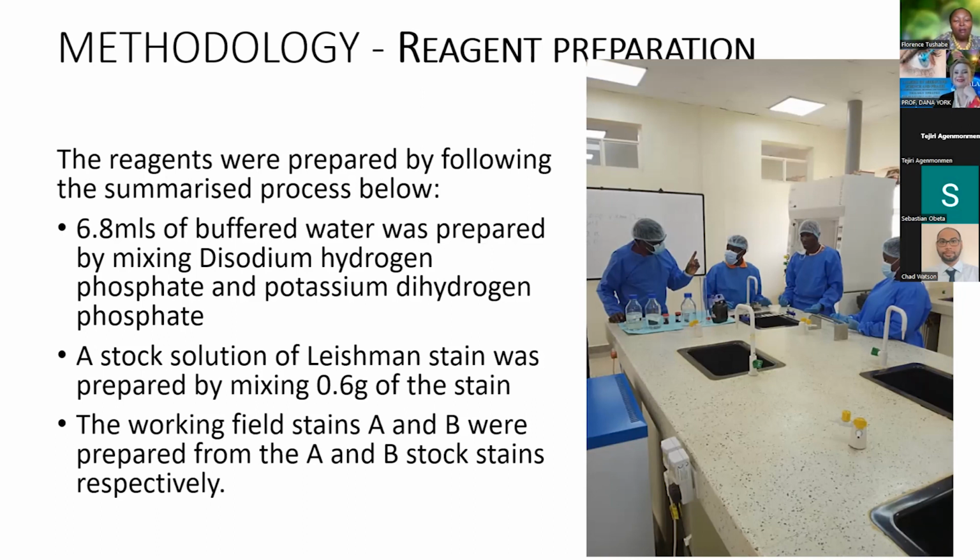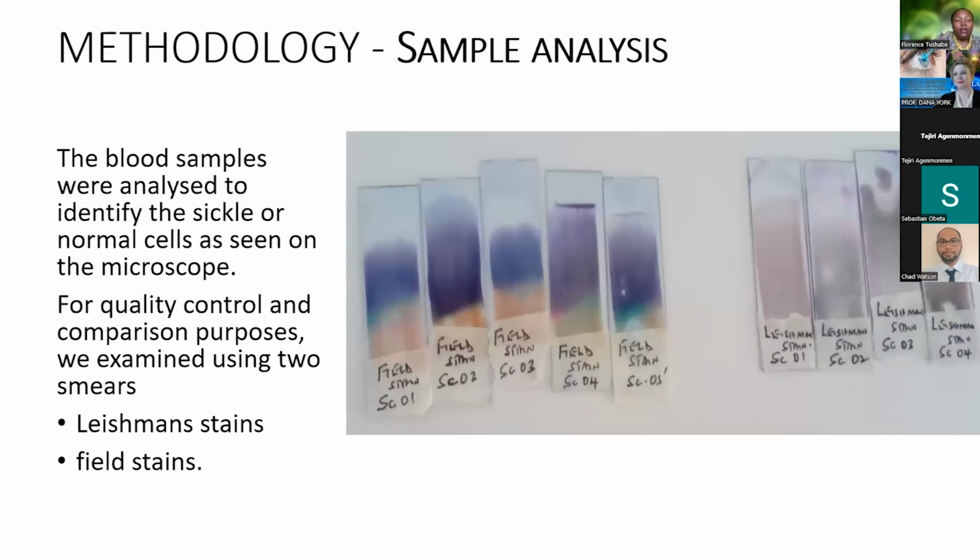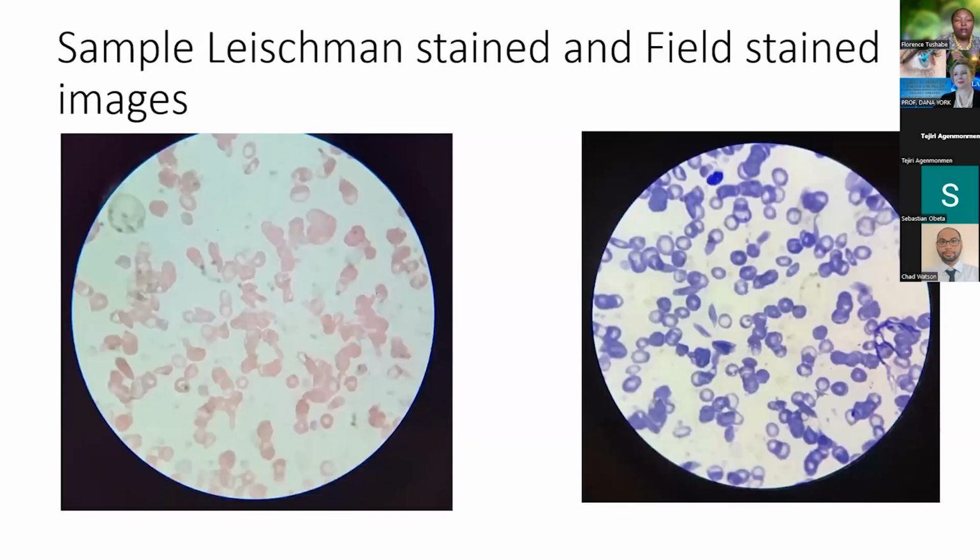Anyway, so the people in the lab, they prepared 2 stains. That is the Leishman stain, which was prepared by mixing 0.6 grams of the stain, and the field stain. Then the samples were analyzed in the lab, in our labs, in the university lab, in the biochemistry lab. And this is just a photo where you're just seeing that the same sample was analyzed using 2 different means, the field stain and then the Leishman stain.